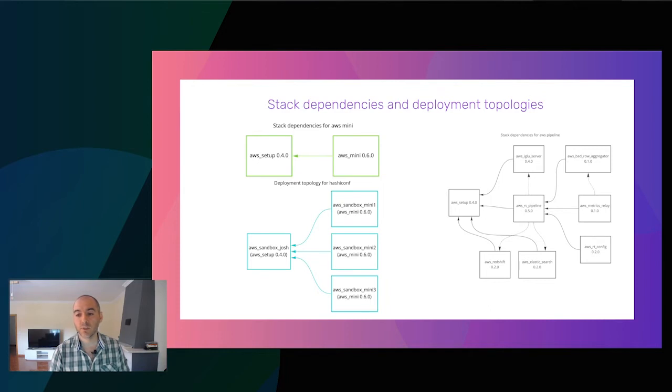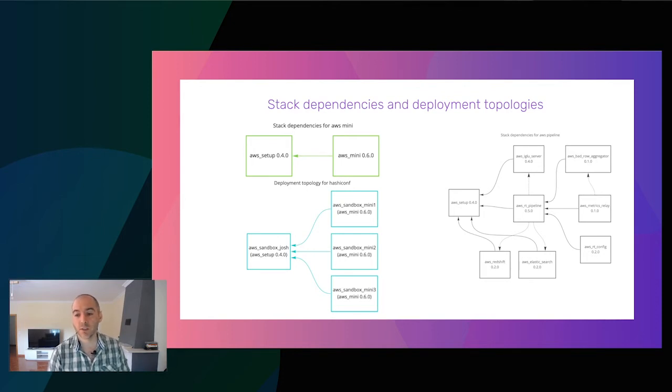The way to read this diagram is to start on the right and follow the arrows so that we understand the dependency order. For example, if we wanted to deploy the AWS metrics relay, we would have to follow the arrow into AWS RT pipeline, and then follow the arrow into AWS setup. So we would have to do the Terraform apply first for the AWS setup, and then Terraform apply for AWS RT pipeline, and then Terraform apply for AWS metrics relay.